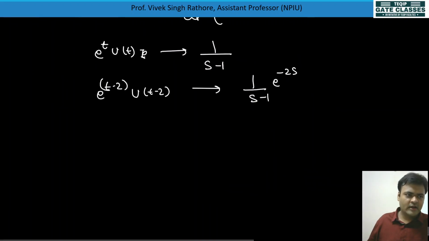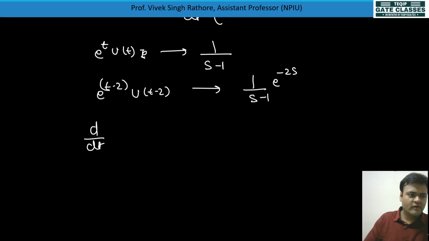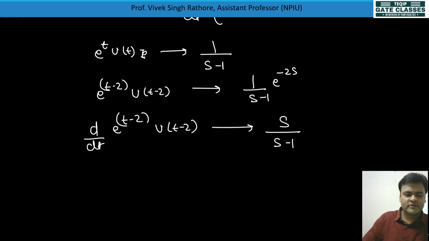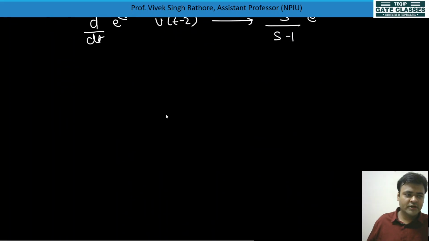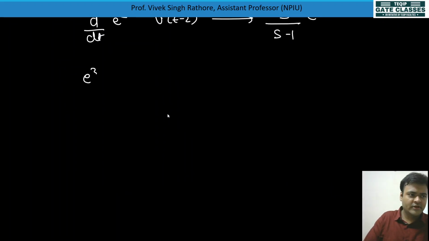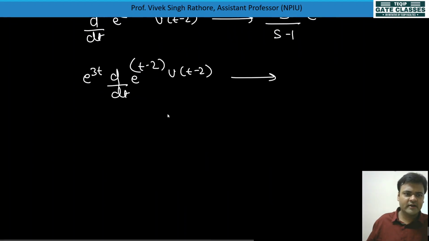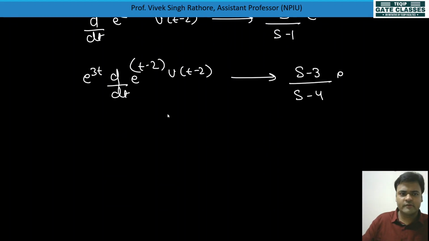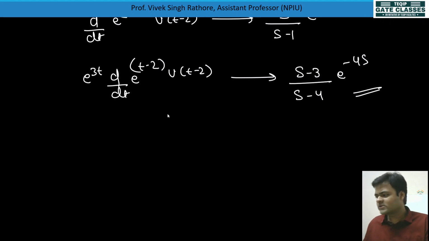Now we'll do d by dt of e to the power t minus 2 u of t minus 2. It is equivalent to multiplying s with the signal, so e to the power minus 2s will be there. Now it has been asked e to the power 3t into d by dt of e to the power t minus 2 u of t minus 2. So e to the power 3t means that whatever s will be there, it will be s minus 3. So s minus 4 will be there, e to the power minus 4s will be there. Simple question.